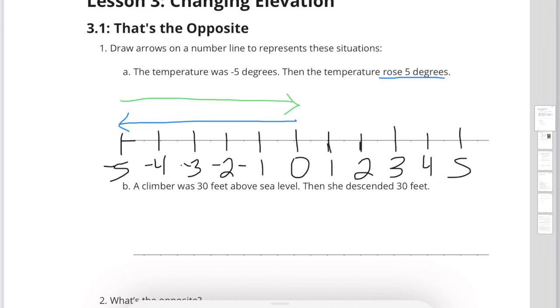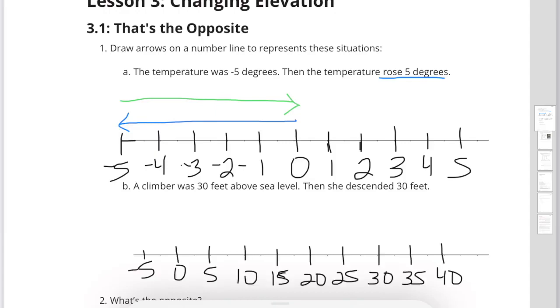On B, a climber was 30 feet above sea level. Then she descended 30 feet. A climber was 30 feet above sea level. So we start at 0 and go to 30. And then it says she descended 30 feet. So that's going down or to the left. So 30 feet to the left puts me back at 0.